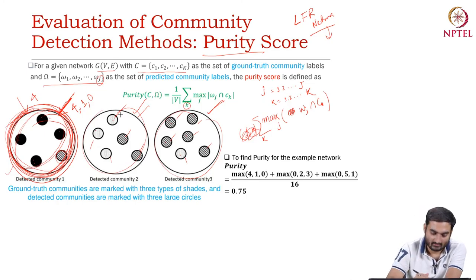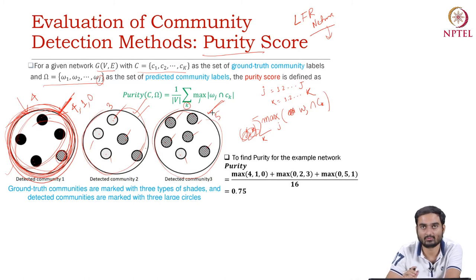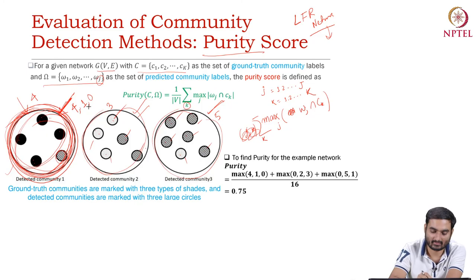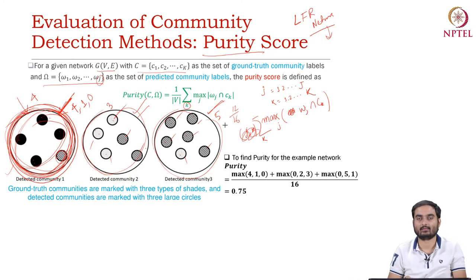So in each detected community, you are identifying the majority ground truth community, right? What about this one? The majority is these dots, and the size of such dots is 3. So this is 3. Here the majority is the shade, the size is 5. So what's the total purity? 5 plus 4, 9, plus 3, 12, right? And this will be normalized by the number of nodes. How many nodes are there? 16, I guess. So 12 by 16 is the purity.